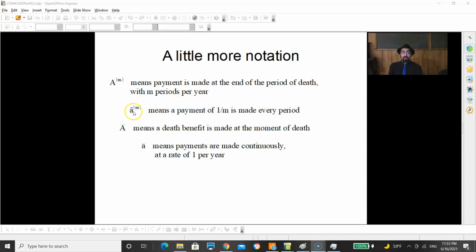Notice that this means little a double dot super M should be on the same order of magnitude as just a double dot. Because instead of getting a payment of 1 at the beginning of the year, it's just spread out over the course of the year. So it's going to be slightly smaller, but same order of magnitude. And in the limit as M goes to infinity, you'll have continuous insurance and continuous annuities. You just denote that with a bar over the big A for insurance and little a for annuities.